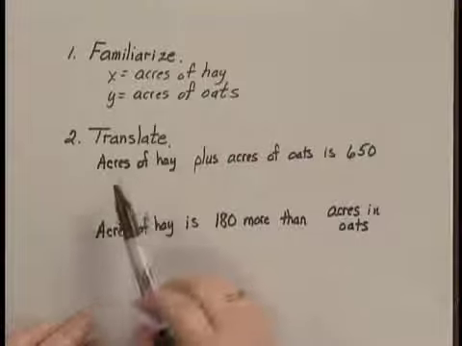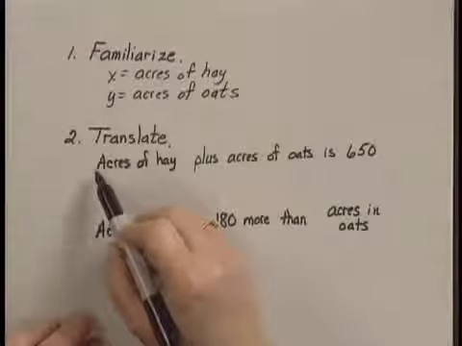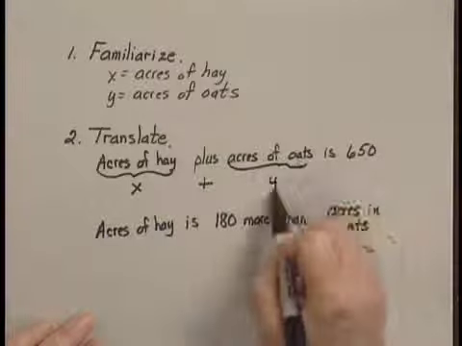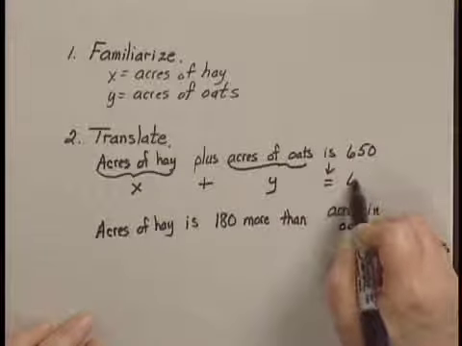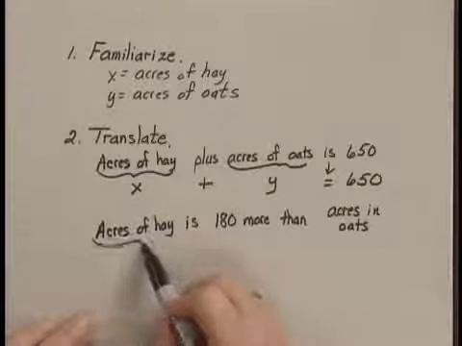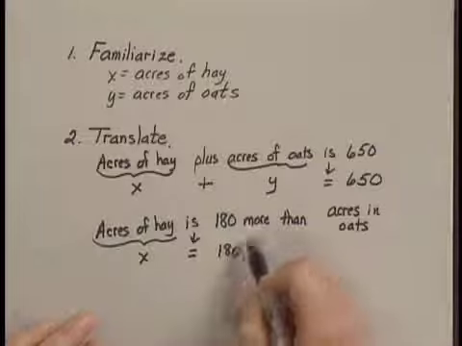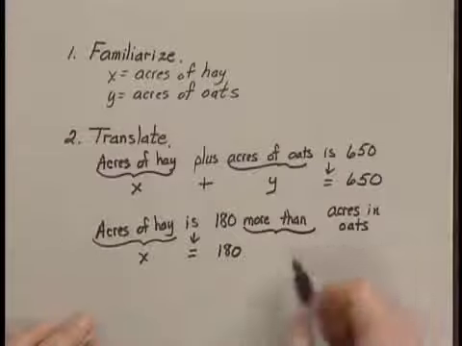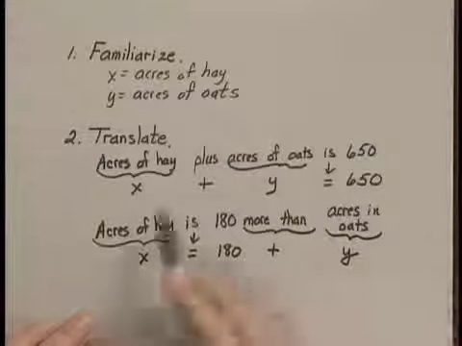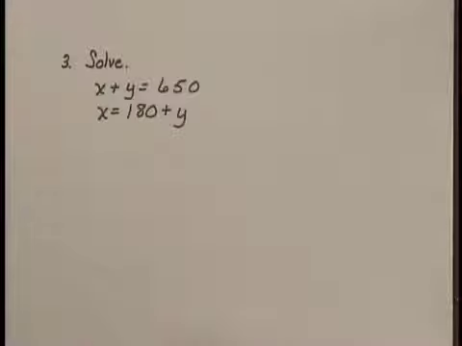Now to translate, we're going to use variables when we can, and numbers and symbols. The number of acres of hay we define to be x, plus the number of acres of oats we define to be y, translates to equals. And we have one relationship, x plus y equals 650. Also, we're told that the acres of hay, which is x, translates to equal 180, and then more than indicates addition. So we have plus acres in oats is y. We have two equations and two unknowns, x and y, so we can move to our third step, which is to solve this system of equations.